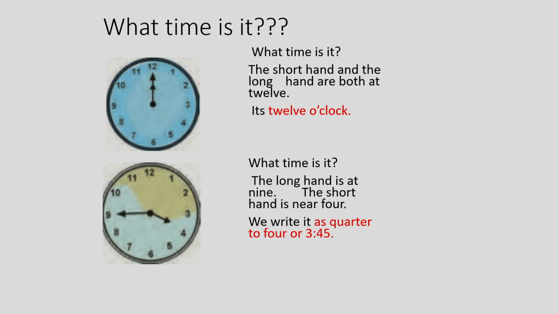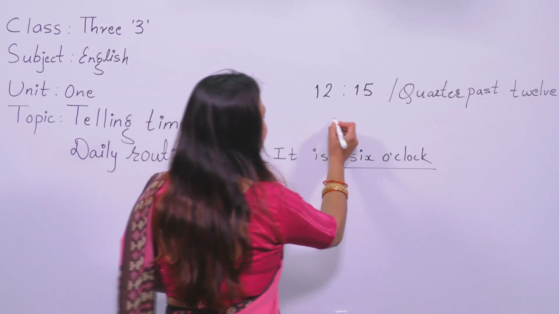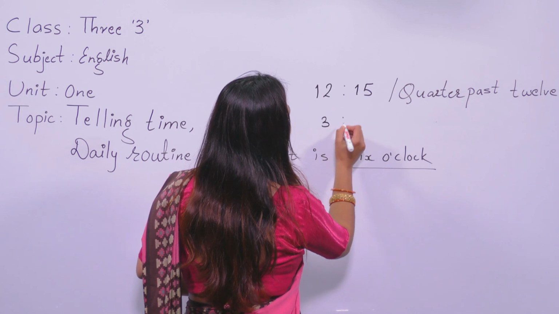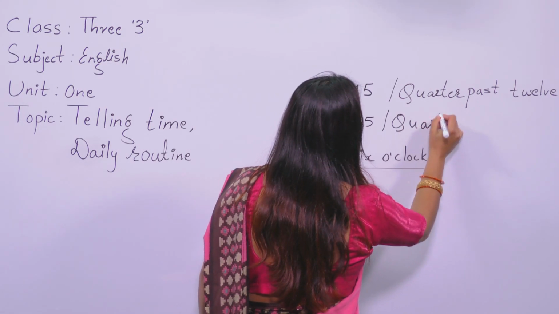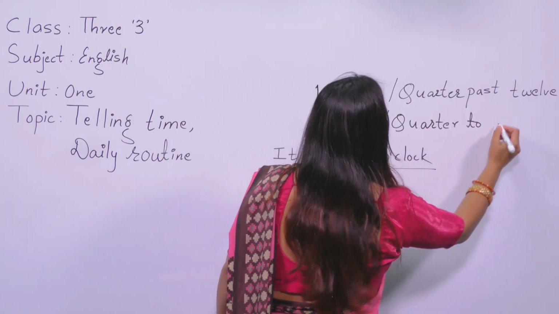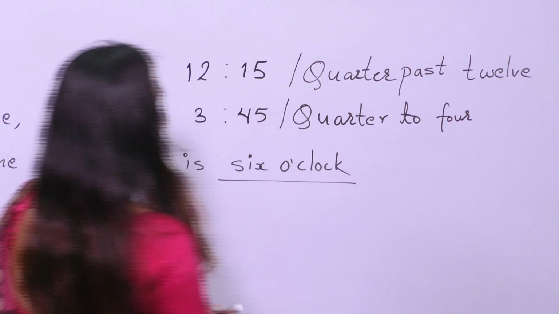Now, one more. Here, first of all, look at the board. The long hand is at 9. The short hand is at nearly 4. The short hand is nearly 4 and the long hand is at 9. So we write it as 3:45, and we can say 3:45.